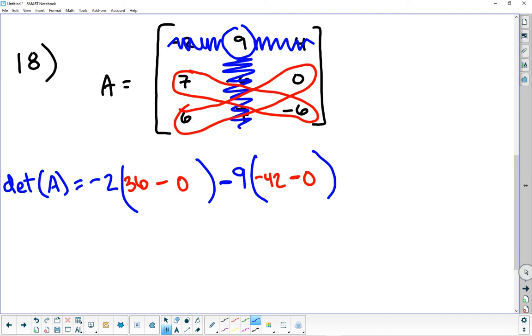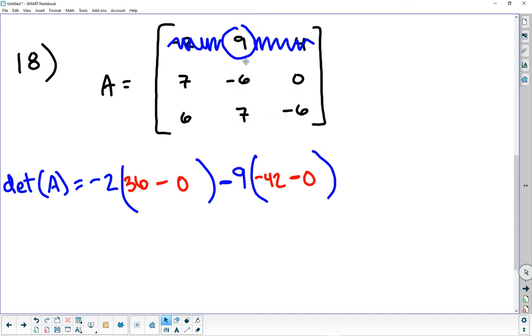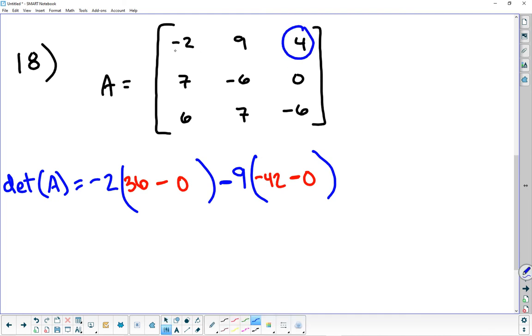Okay. Again, I'm going to go ahead and do the last entry. Okay, so remember it was plus here, minus, and then the 4 should be a plus. So it's a plus, whatever that 4 is.